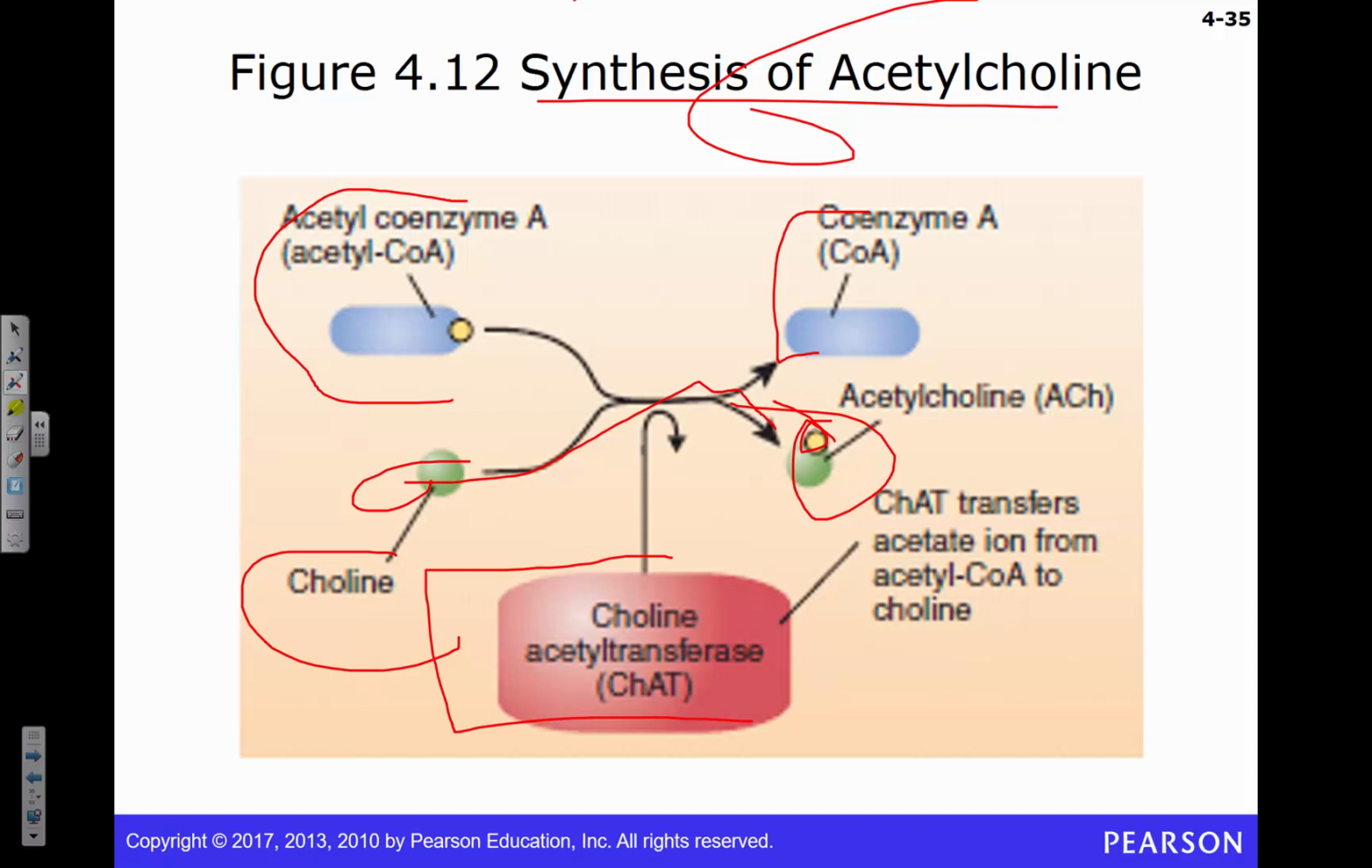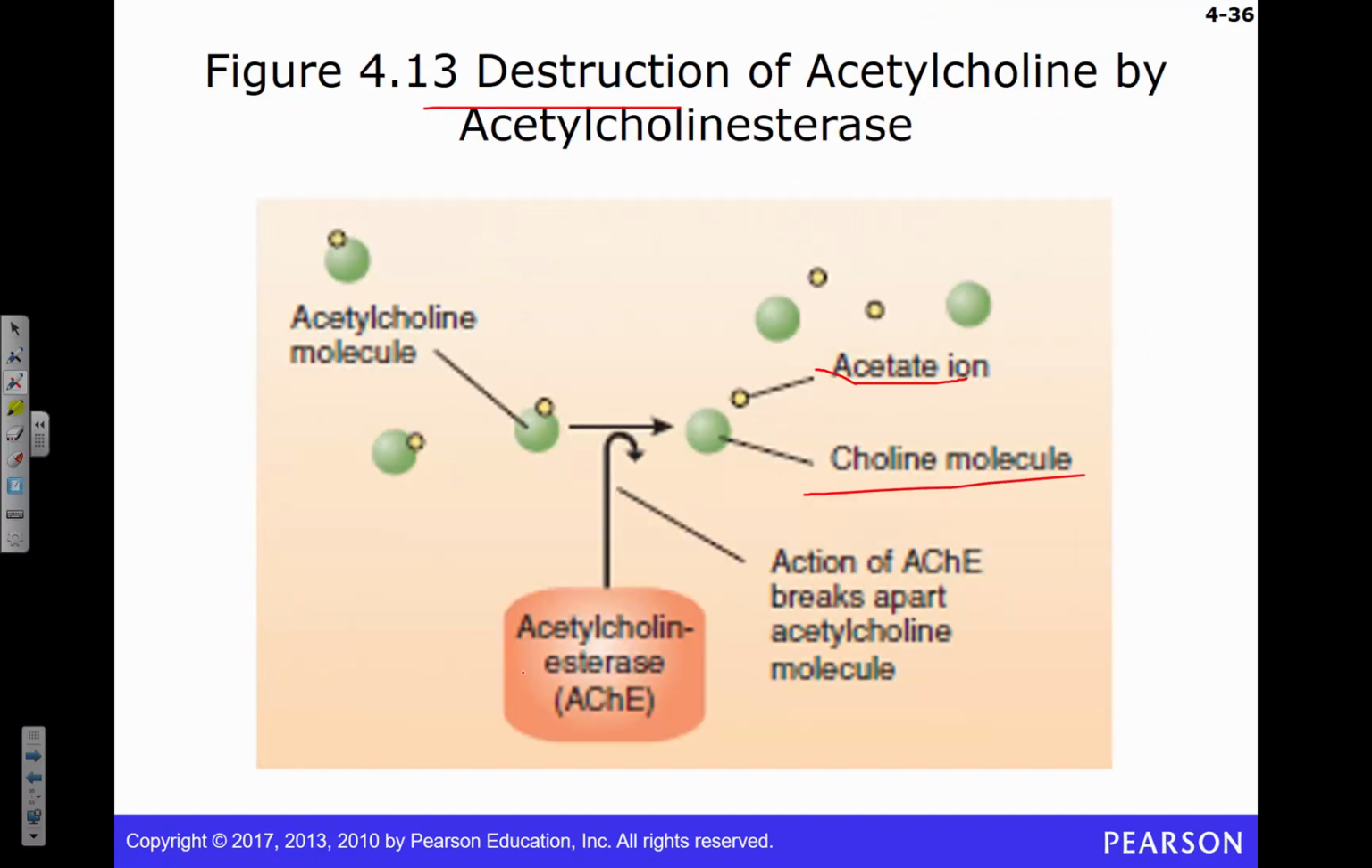Think about where we could put in an agonist or an antagonist in this process, right? If we were to block choline acetyltransferase, that's an antagonist, right? Because we're no longer producing acetylcholine. If we blocked this enzyme, acetylcholine esterase, that's actually an agonist, right? Because we're blocking the breakdown and we're going to be left with more acetylcholine.